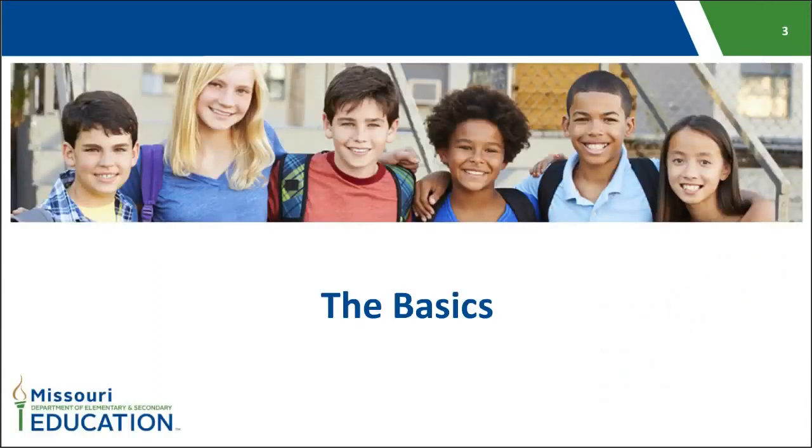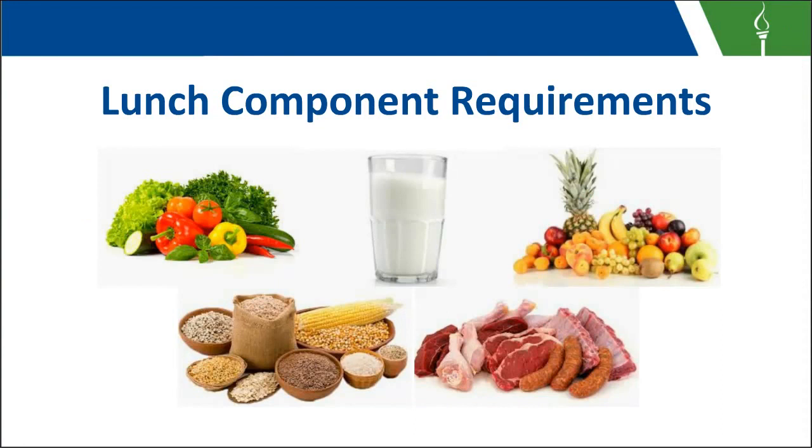So first, we're going to start with the very basics, discussing the component requirements for both lunch and breakfast. The component requirements for lunch are the fruit, vegetable, meat alternate, grain, and milk component. All 5 of these components need to be offered daily in order to meet the meal pattern requirements. And there are specified component requirements or amounts that need to be offered daily and over the course of the week.